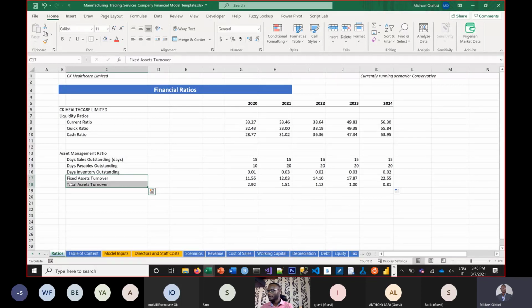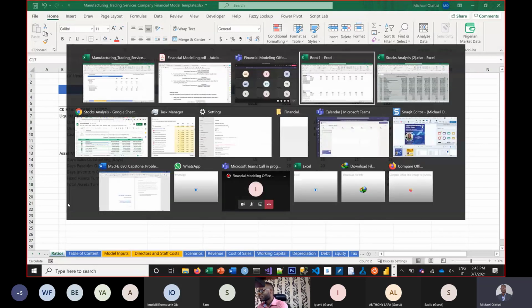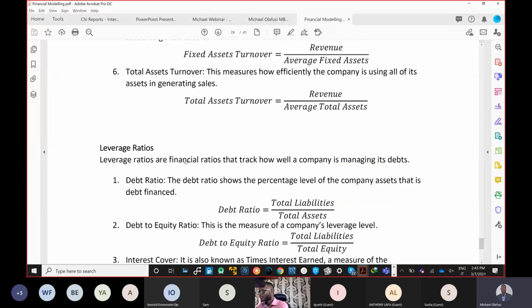So the higher the figure, the more efficient the organization is, the more efficient the company is relative to another company that is having a smaller figure. So let's go to another category of financial ratio.